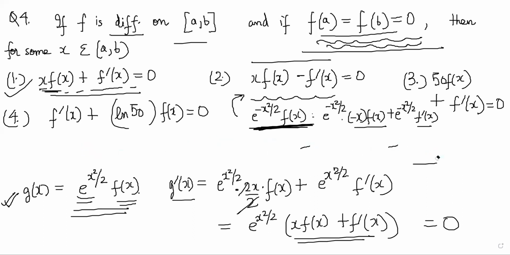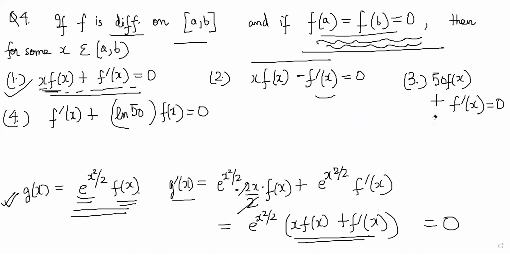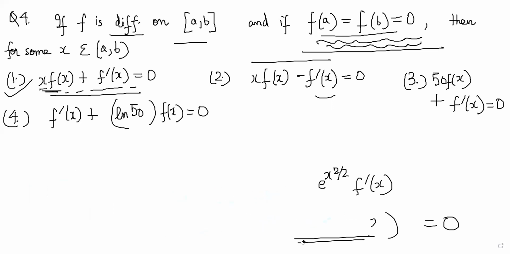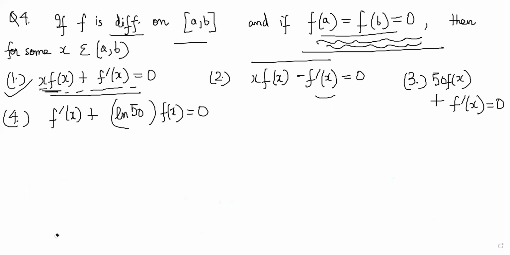For the third one, what will you choose then? 50 f of x plus f dash x. The second option is also correct, the first option is also correct. Third one: again choose a similar type of function, but this time you have to ensure 50 comes out on differentiation.